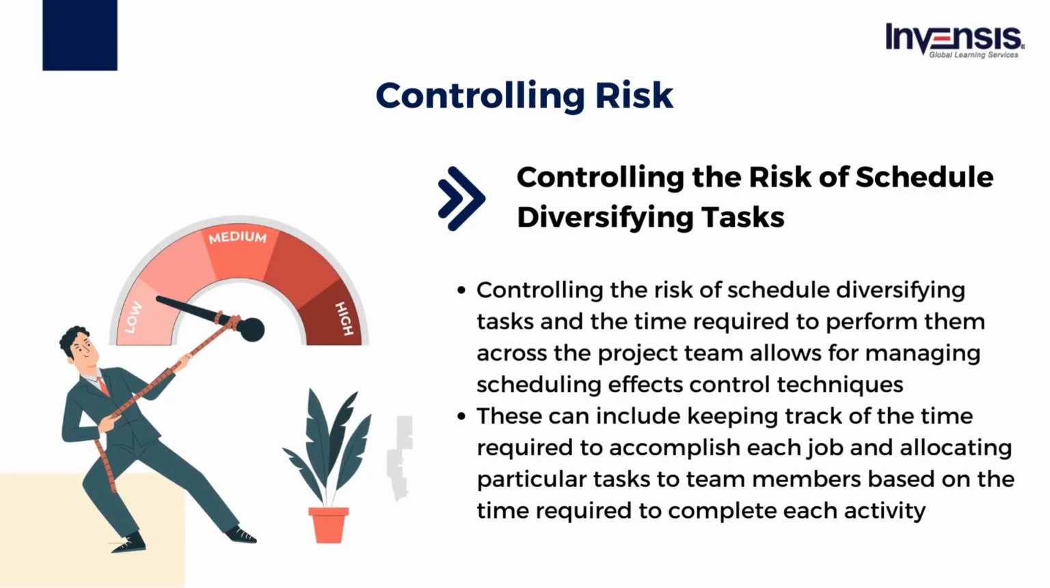Control techniques can include keeping track of the time required to accomplish each job and allocating particular tasks to team members based on the time required to complete each activity. The project team could also consider time management measures to better reduce any risk to the project schedule.